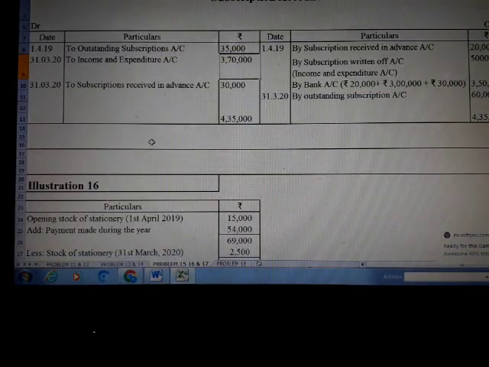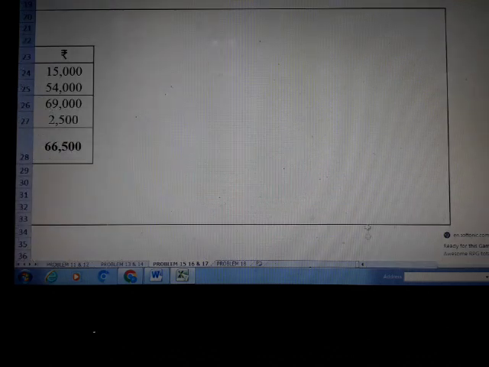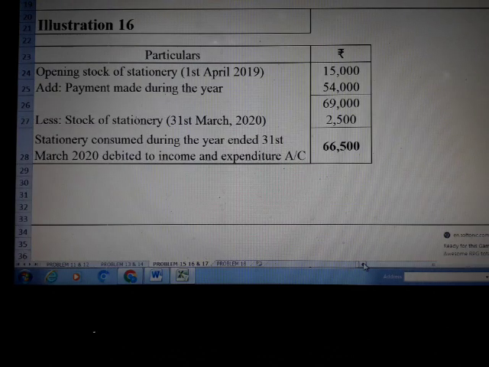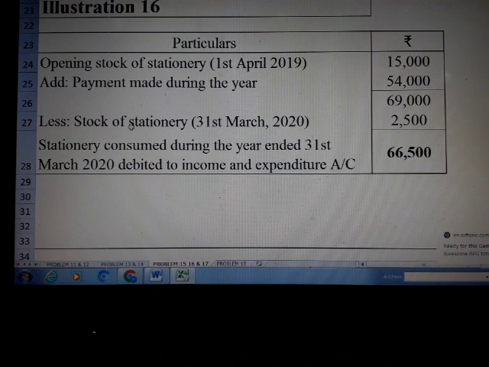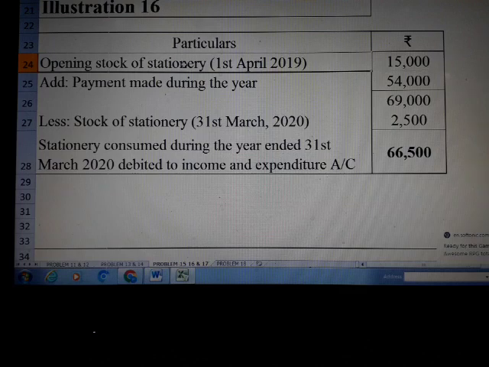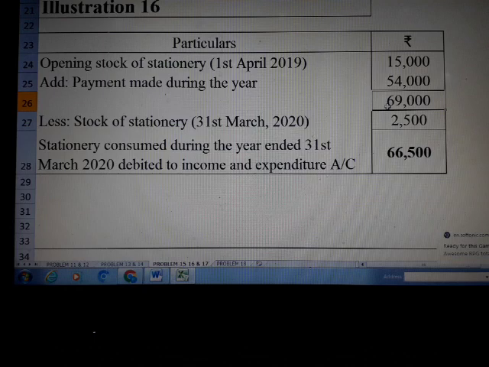Let's understand the stationery account. Here comes the stationery account. First you need to prepare the table with particulars and rupees. Opening stock of stationery as a base is 15,000. The purchases you have made during the year are 54,000. Adding these two you will get 69,000.